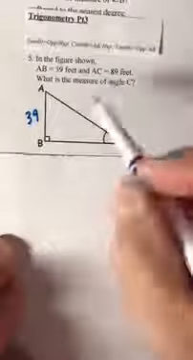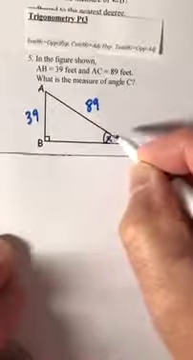Okay, number 5. In the figure shown, AB is 39. Put 39 here. AC is 89. So it goes here. What is the measure of angle C? This is the angle that we want to find, so put an X here.